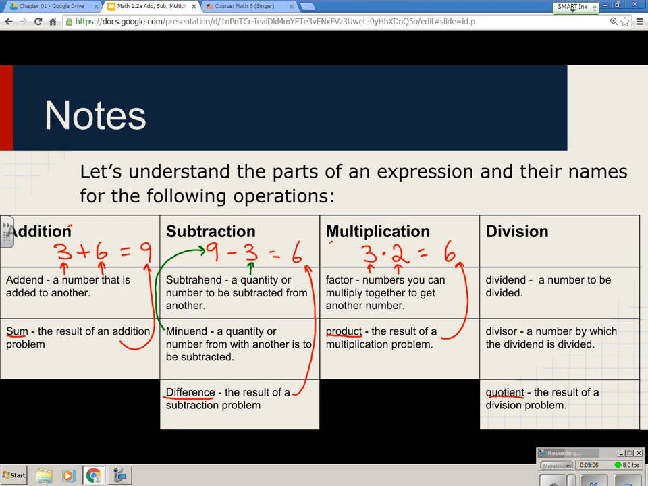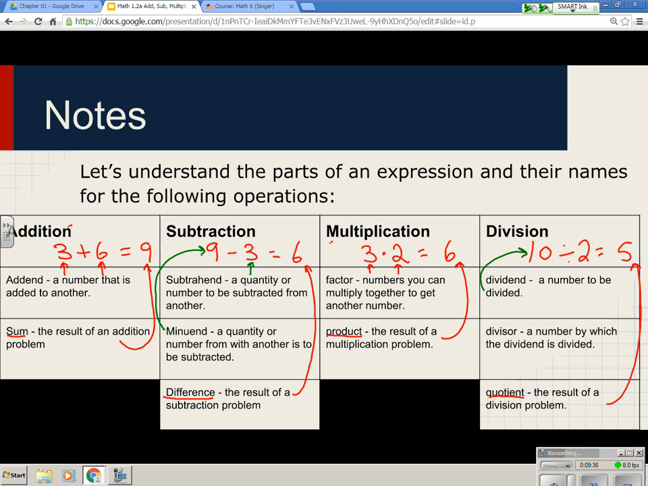Subtraction and division, these are the ones that have all these crazy different parts. Every single part is different. For division, I'll stick with red. Let's say I had 10 divided by 2 equals 5. Well, we already know the quotient is the answer, which is 5. But do you remember which one the dividend and the divisor would be? The dividend is the 10. It's the number to be divided.